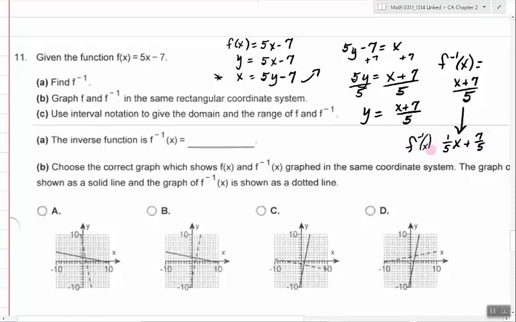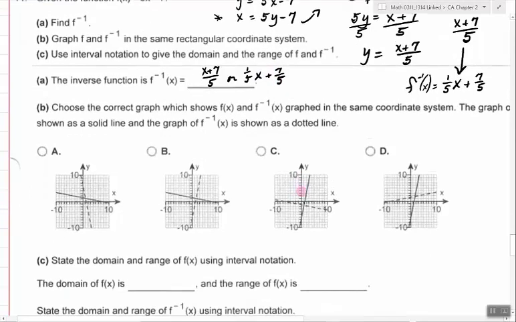And all I did just then was put the x over the 5 for 1/5 x, the 7 over the 5. All right, so the inverse, that was my first step. You are welcome to put it as x plus 7 over 5 or 1/5 x plus 7 over 5. This would be putting it in slope-intercept form. It says choose the correct graph.